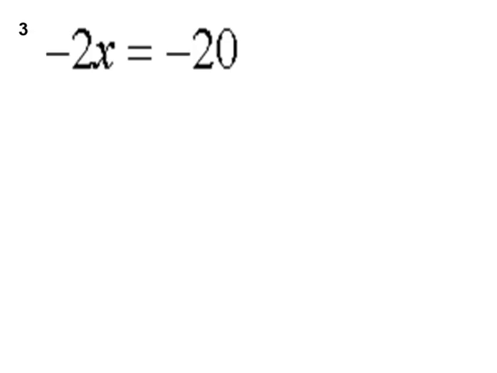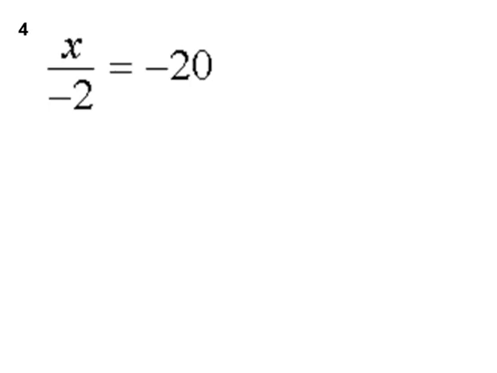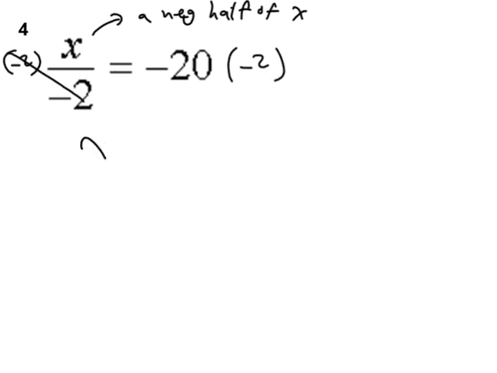Your next question gives you a one-step algebraic equation with a negative coefficient. So you're going to divide both sides by -2. You're going to get x equals a positive 10 because a negative divided by a negative is a positive. Question 4, you're going to multiply both sides by -2 because it's x divided by -2. Or remember, we could say a negative half of x, right? We could read it as a negative half of x. So we're going to multiply both sides by -2. And we're going to get x equals a positive 40.